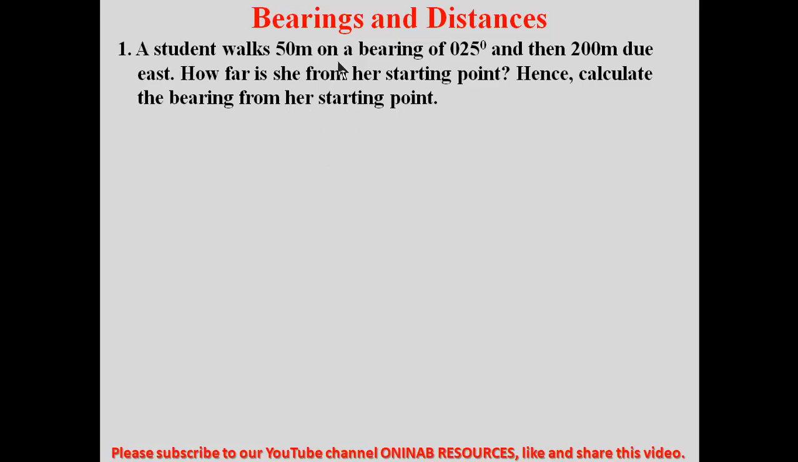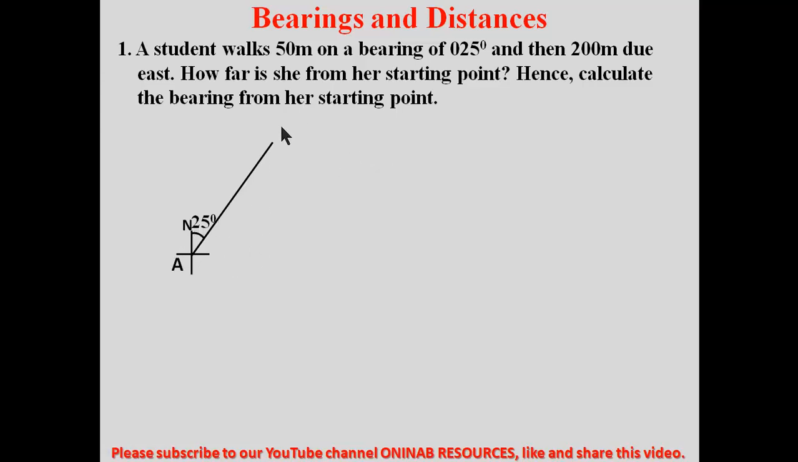A student walks 50 meters on a bearing of 025 degrees. So we take the point A, that's the starting point of the student. She walks on a bearing of 25 degrees. So from the North Pole, you will measure angle 25 degrees in the clockwise direction and draw the line. So this angle here, from the North Pole to the line of the path, is 25 degrees.